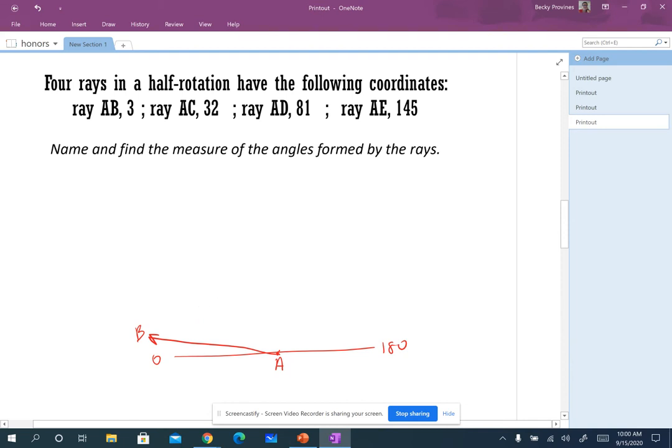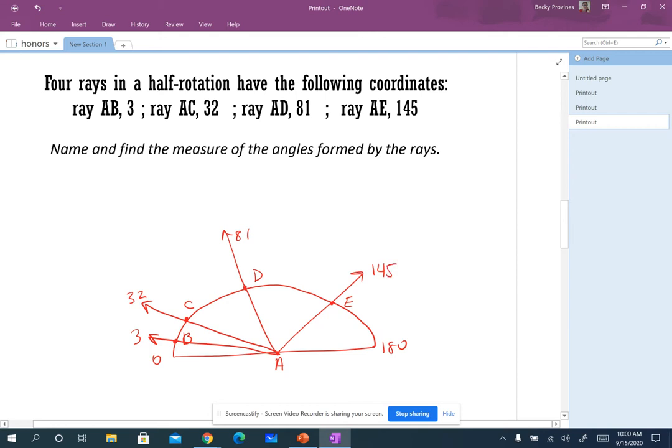My eraser went nuts on me. Okay, so I'm going to put the 3 here and the B here. All right. AC. So it would be, and again, I'm overshooting this. AC, and the measure's 32. Now, straight up would be 90, so let's go this way. AD, and the measurement's 81. And then over here somewhere is A to E, and it's 145.